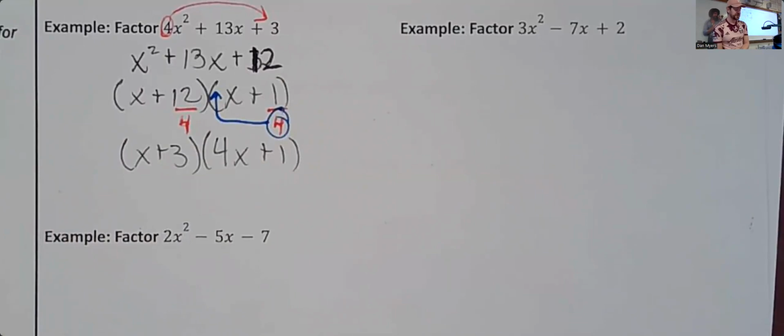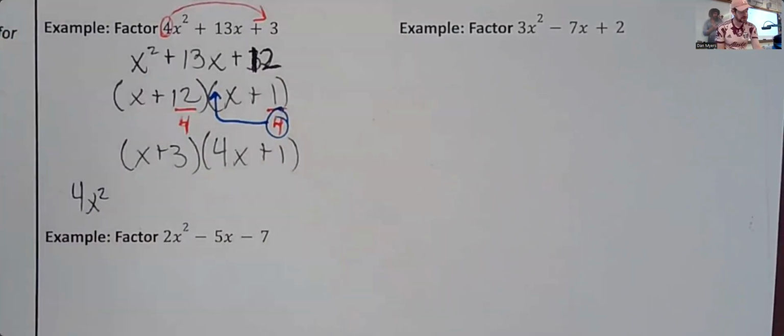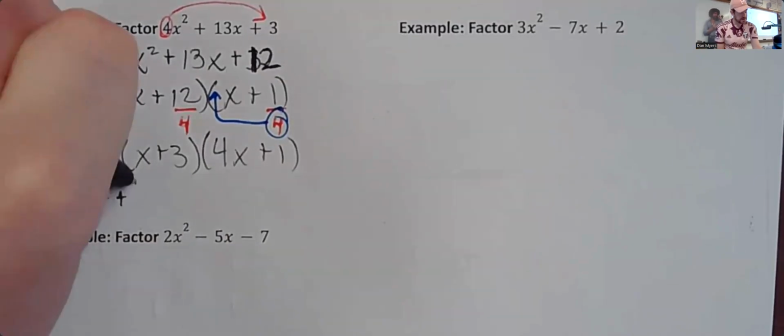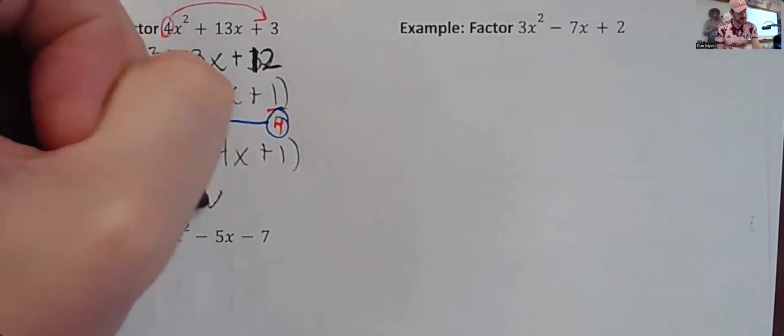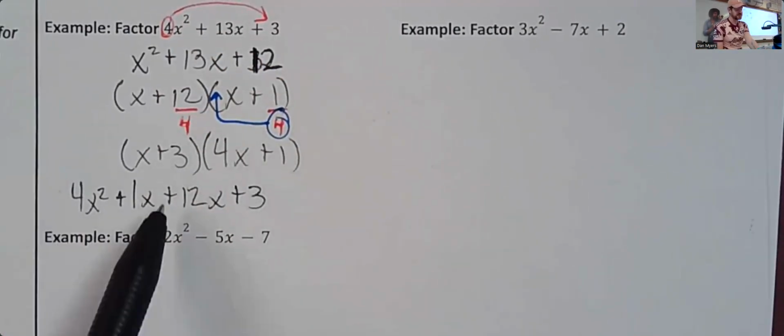If you do the first times first, you get 4x squared. I'm just going to show this real quick. If you do the outer terms, you get 1x. Inner terms would be 12x, and last terms would be 1 times 3, which is 3. And if you add the 2 in the middle together, you're right back at 4x squared plus 13x plus 3.